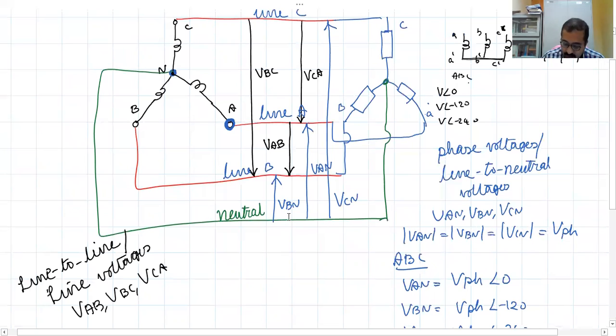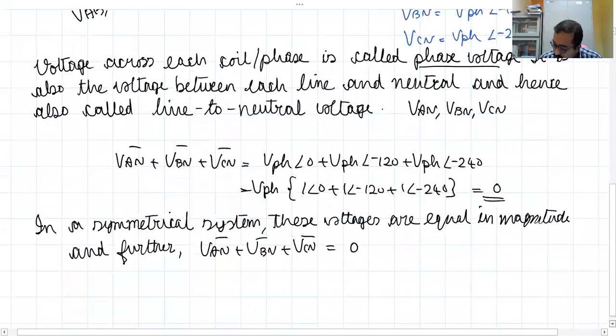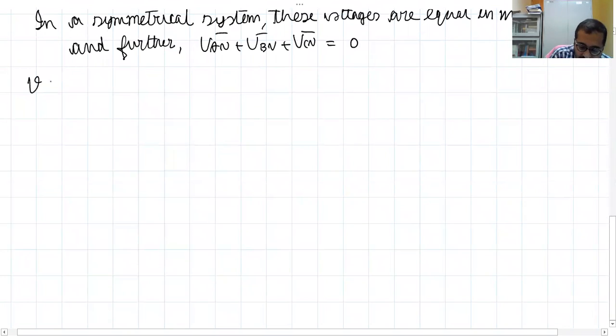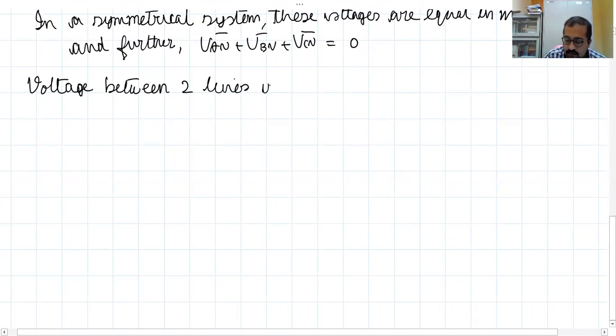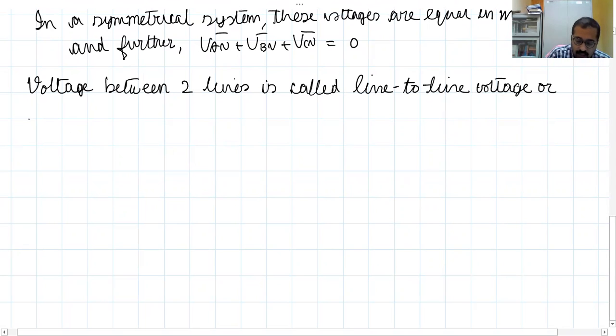Now let us discuss line voltage. So what are the line voltages? Line voltages are those voltages between any two lines. VAB means voltage between line A and line B. VBC means voltage between line B and line C. So next is line voltages. Voltage between two lines is called line-to-line voltage or line voltage.